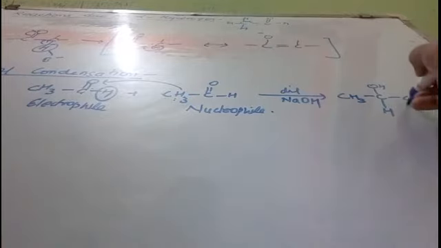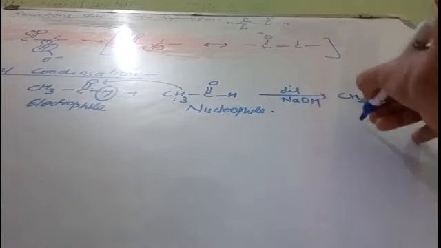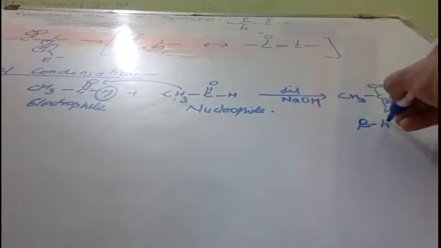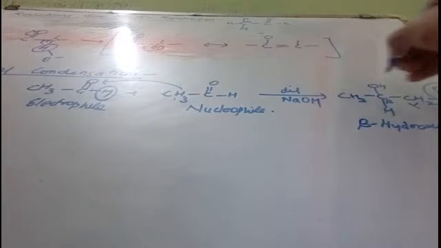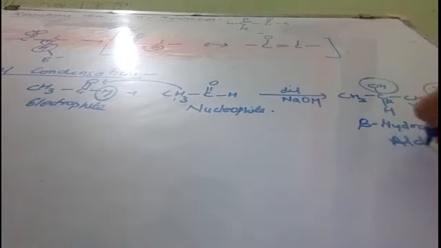So see here, this is your alpha carbon and this is your beta carbon, so it is beta hydroxy aldehyde, okay, commonly it is beta hydroxy aldehyde, and since it contains aldehyde group and alcoholic group, commonly it is known as aldol, right? And the name is aldol condensation.